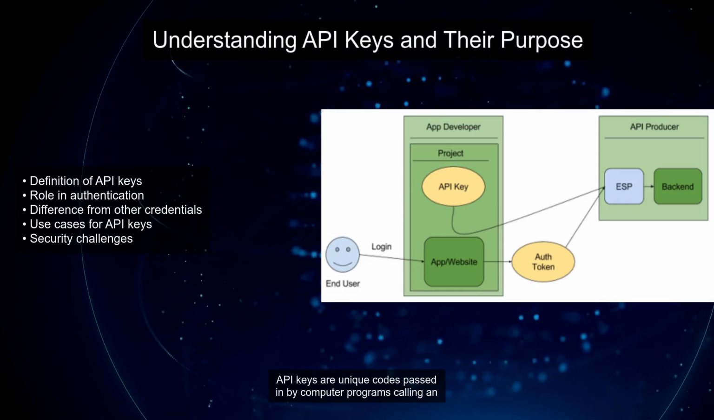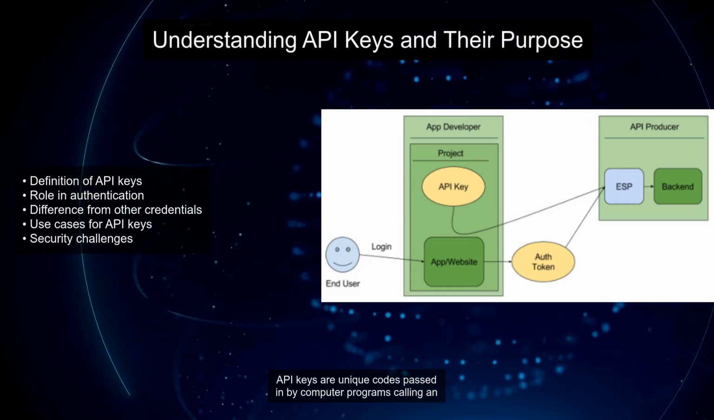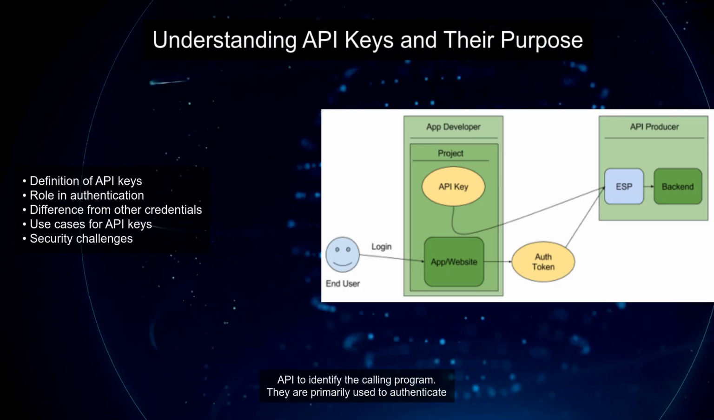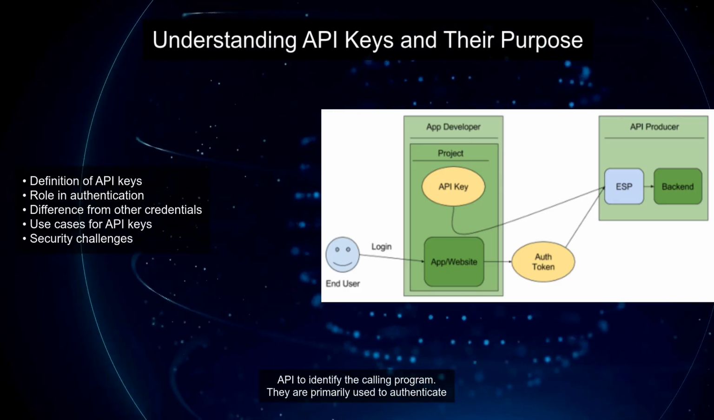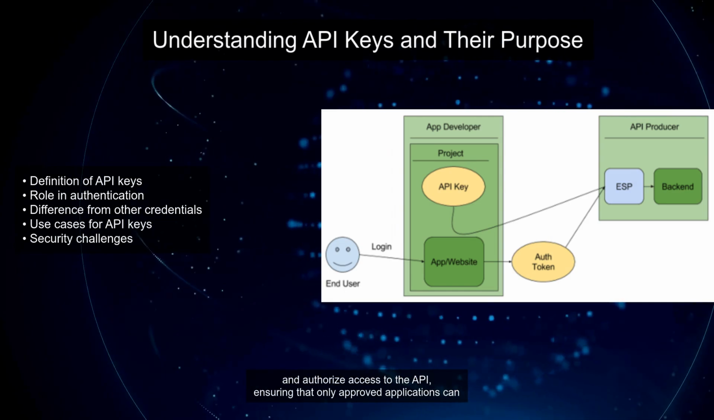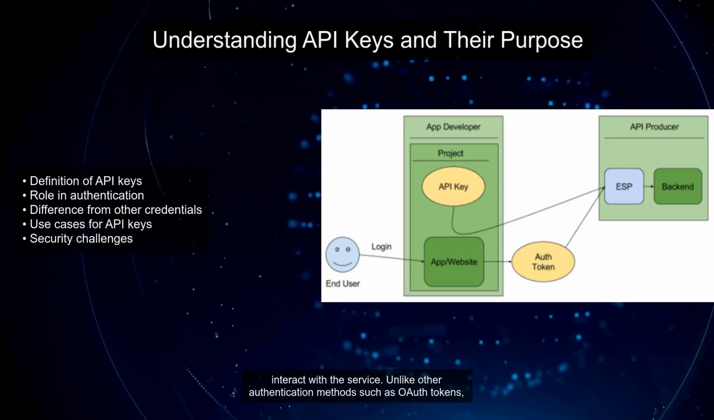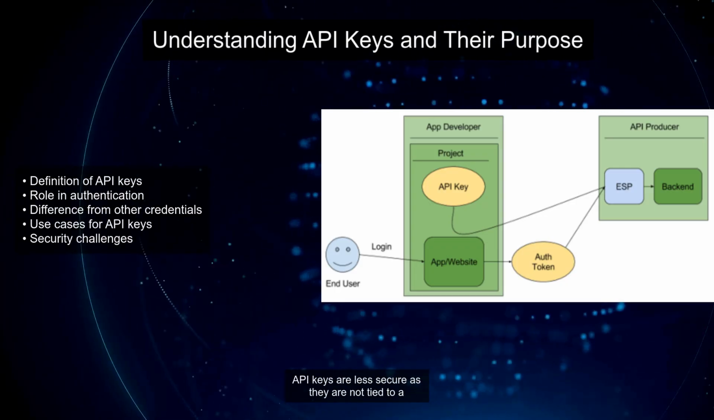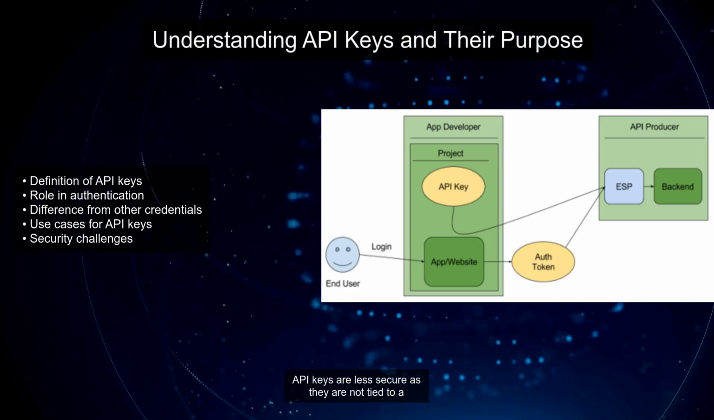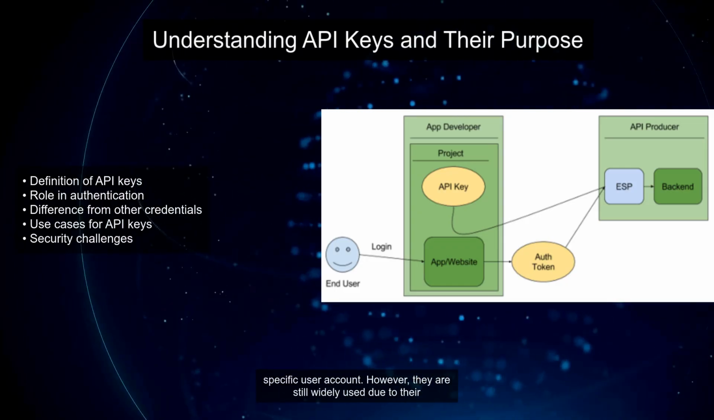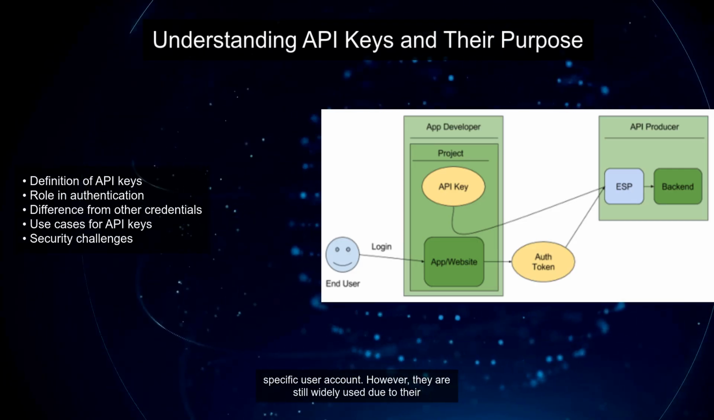digital assets. API keys are unique codes passed in by computer programs calling an API to identify the calling program. They are primarily used to authenticate and authorize access to the API, ensuring that only approved applications can interact with the service. Unlike other authentication methods such as OAuth tokens, API keys are less secure as they are not tied to a specific user account. However, they are still widely used due to their simplicity and ease of implementation.